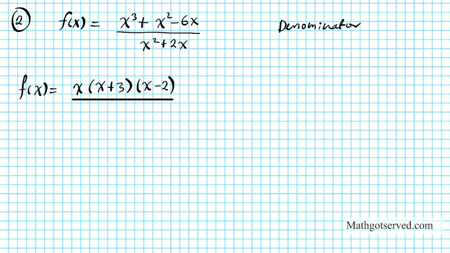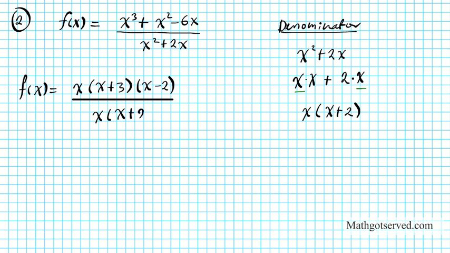Our denominator is x squared plus 2x. So we're going to break this down into x times x plus 2 times x. So what can I factor out here? I can take out an x and an x. If I take out an x, I'll be left with x plus 2. That goes into the denominator. We have x times x plus 2. Okay? Now we have the reduced form.